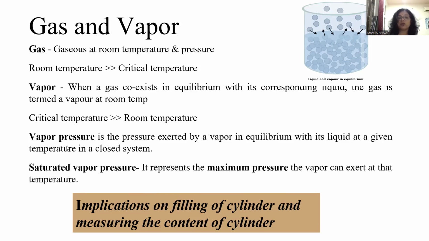And what is vapor pressure? Vapor pressure is the pressure which is exerted by a vapor in equilibrium with its liquid at a given temperature in a closed system. When it represents the maximum pressure the vapor can exert at that temperature, it becomes saturated vapor pressure. So what are the implications of knowing about these gases and vapors on filling of cylinders and measuring the content of cylinders?